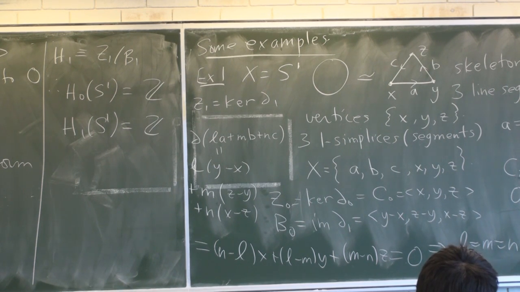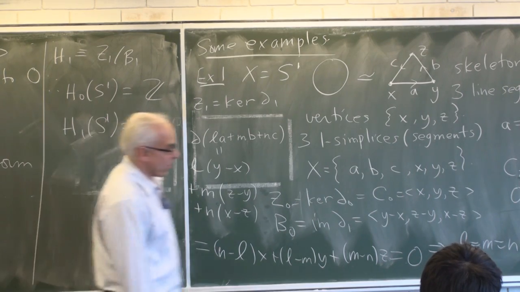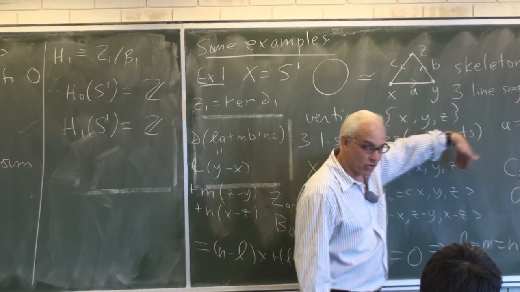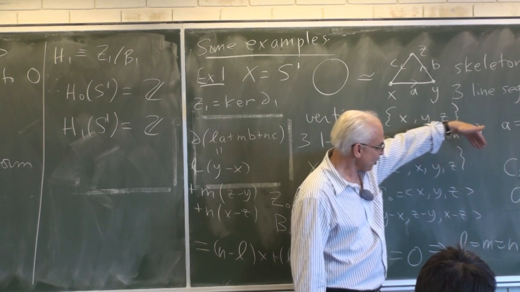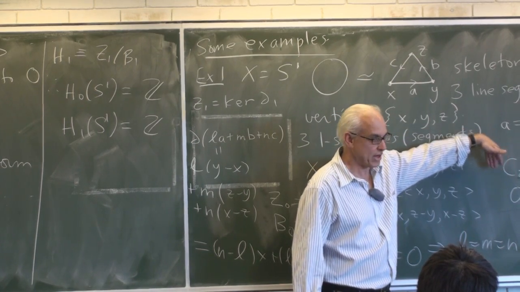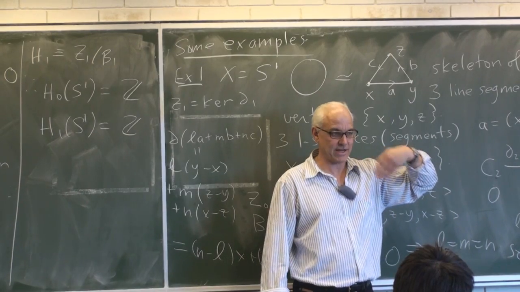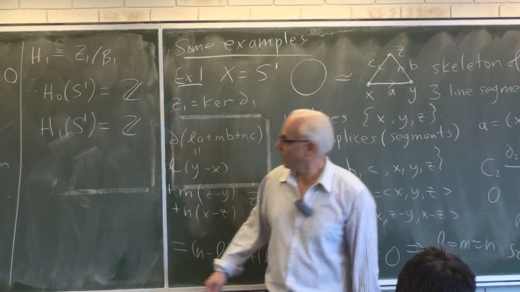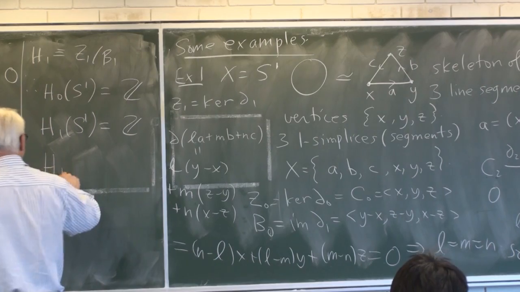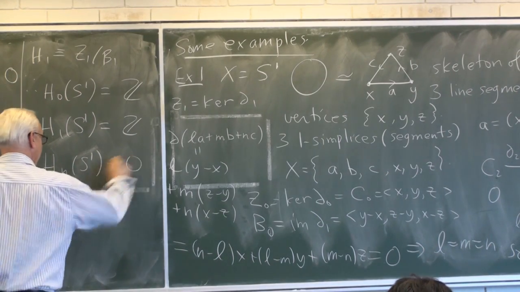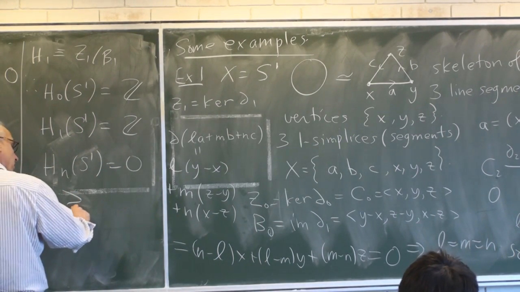Could there be any higher homology in higher dimensions? Well, all the chain groups are 0, so any subgroups of them are 0, so any quotients of subgroups are 0. So all the higher homology groups are necessarily 0. So Hn of S1 equals 0 for n bigger than or equal to 2.